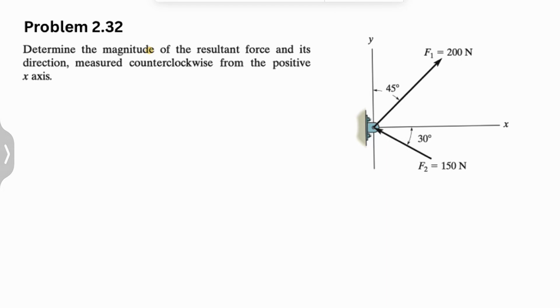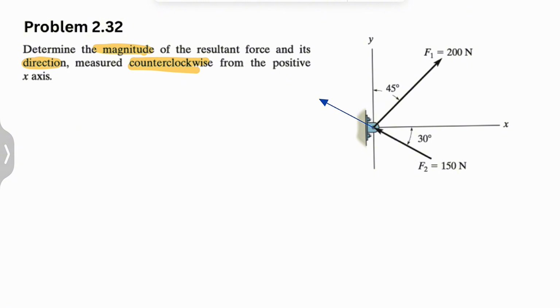Alright guys, welcome back. We have another question from the second chapter of engineering mechanics statics, and we need to determine the magnitude of the resultant force and its direction measured counterclockwise from the positive x axis. So basically we have these two forces, F1 and F2, and we are trying to figure out the resultant of these two forces. We have this force F2 that is applying, and we can also show that force exactly right here.